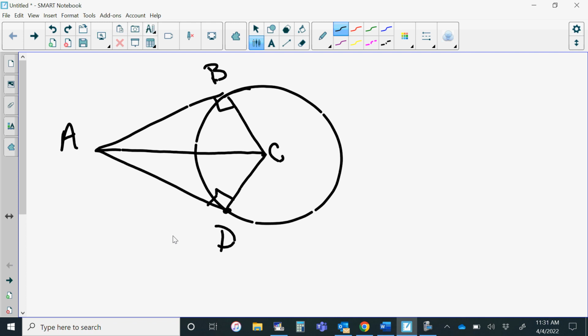Let's talk about AC for a second. What is it on triangle ABC? It's the hypotenuse. What is AC on ACD? It is the hypotenuse, yes? AC is equal to AC. Why? What is that called? It's called reflexive.